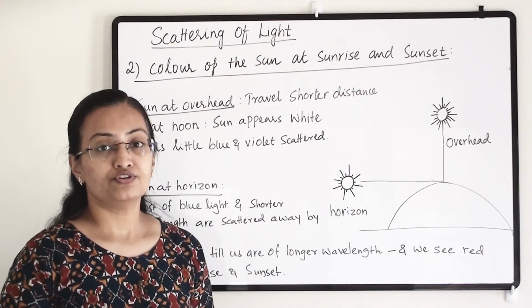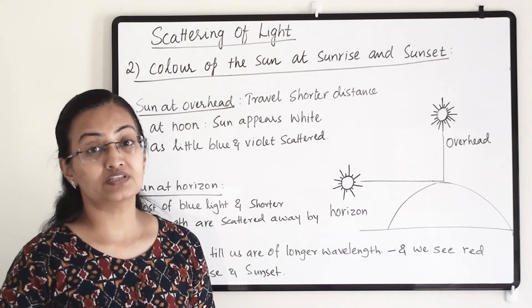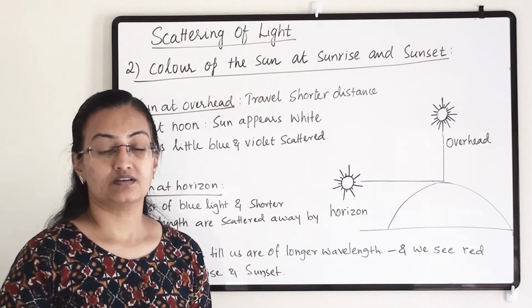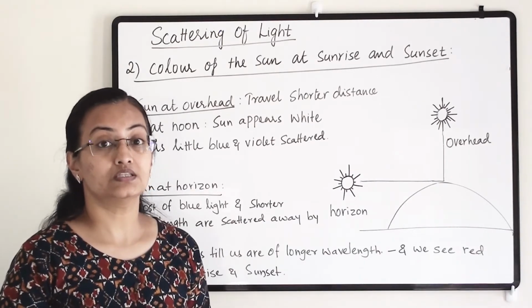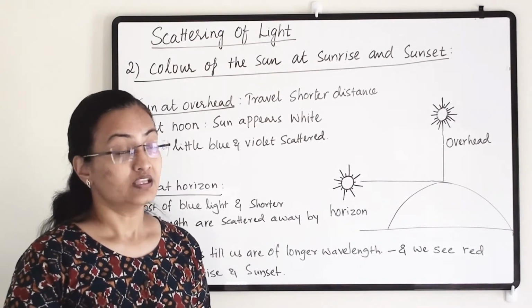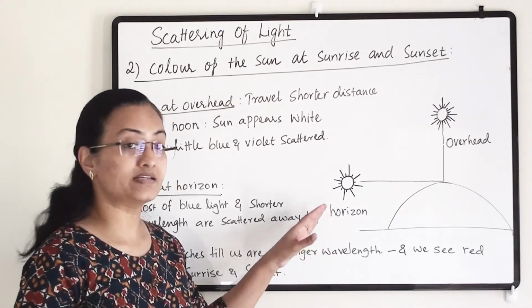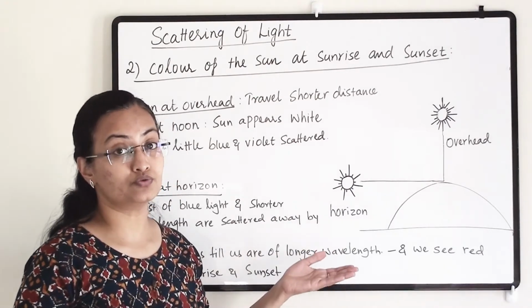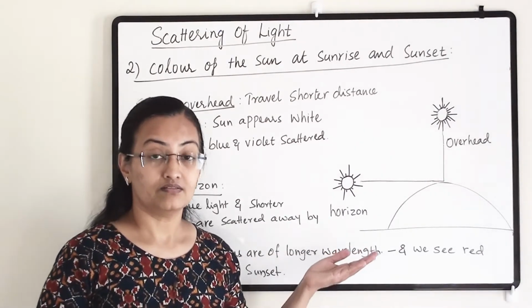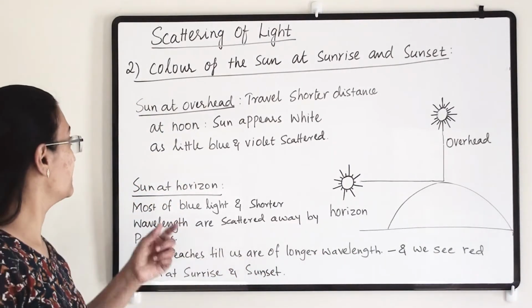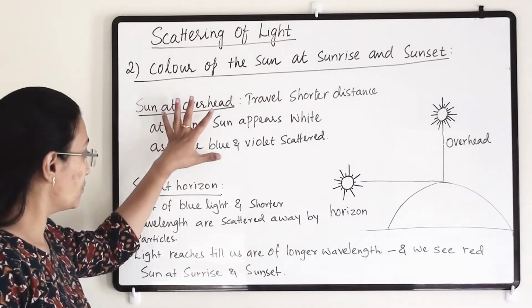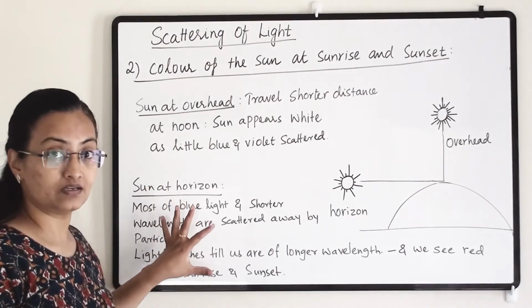Now our second phenomenon is the color of the sun at sunset and sunrise. Earlier we have seen why we are able to see the color of the sky as blue. Then what is the reason that at sunset and sunrise we see the sky light pink or reddish, and the sun appears to us red?